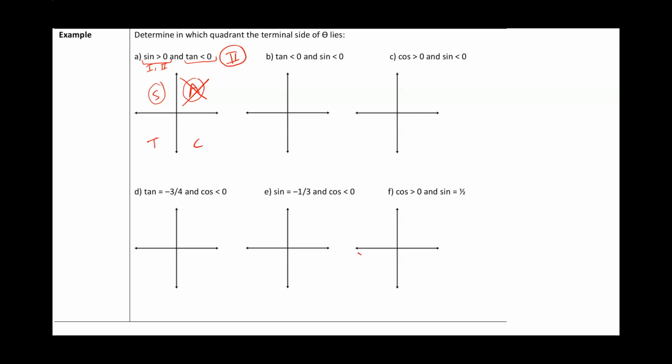Part B, tangent is less than 0, tangent is negative. So we have all students take calculus. Well, first off, we're going to start with the fact that the tangent is negative. Can't be in quadrant 1 because there the tangent's positive. Can't be in quadrant 3 because that's where the tangent's positive. So you got to think about where is it negative? And it's negative in quadrants 2 and 4. And it also says sine is less than 0, which means sine is negative. So it can't be quadrant 2 because in quadrant 2 the sine is positive, which means it must be quadrant 4.